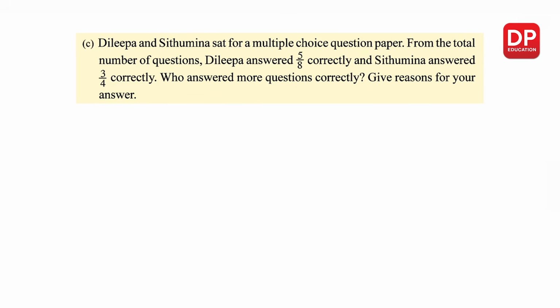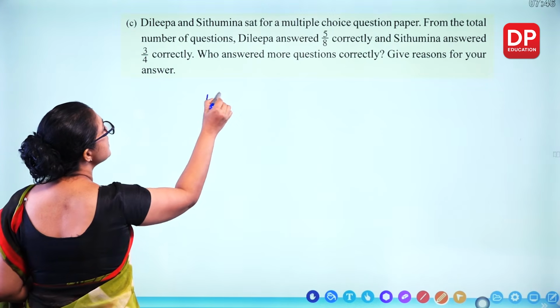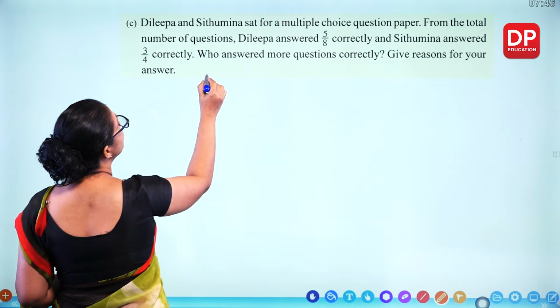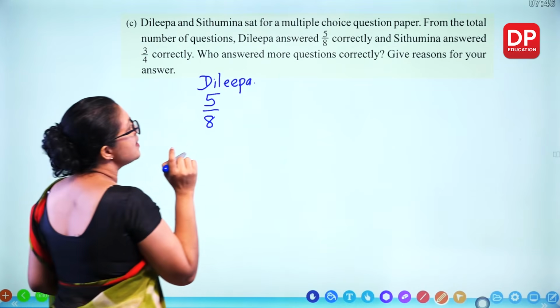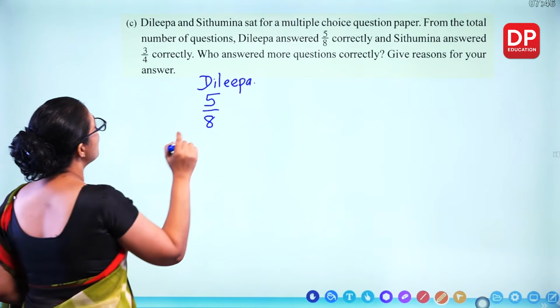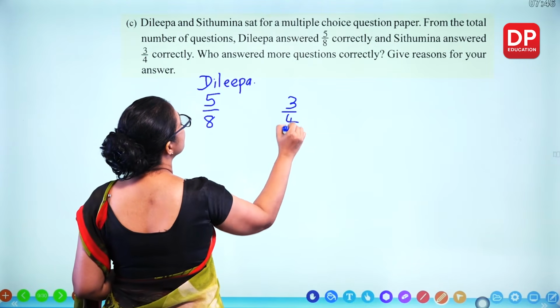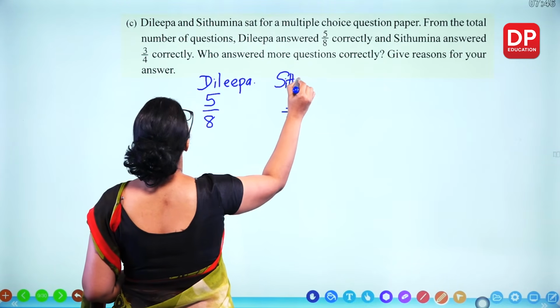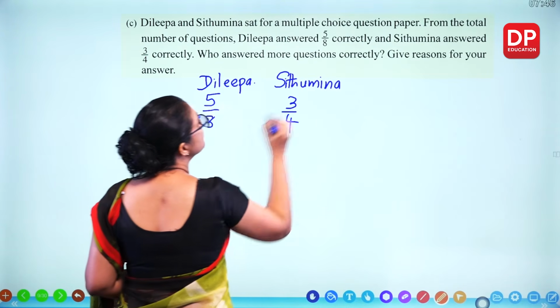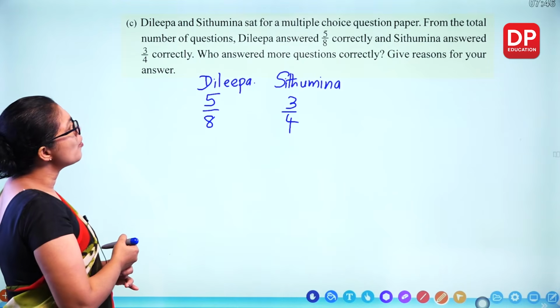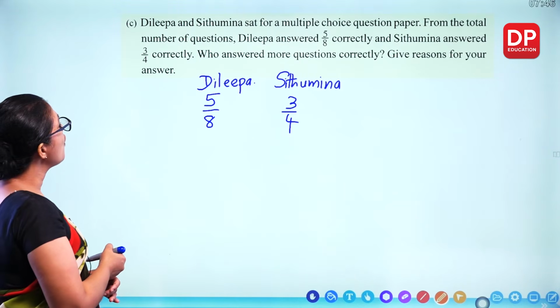This one, Dileepa and Situmina sat for a multiple choice question paper. From the total number of questions, Dileepa answered 5 over 8 correctly. And Situmina answered 3 over 4 correctly. Who answered more questions correctly? Give reasons for your answer.